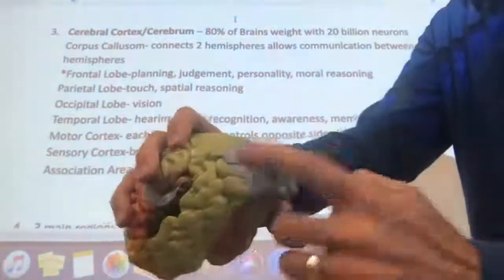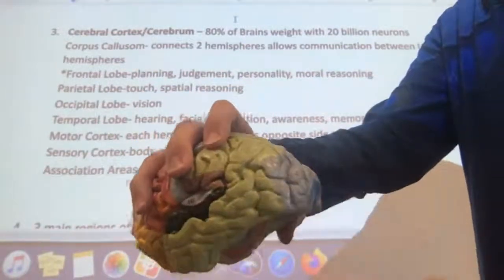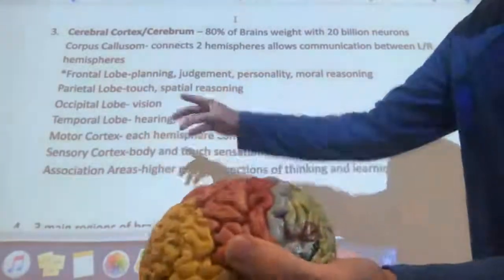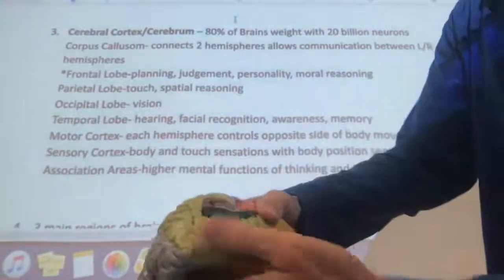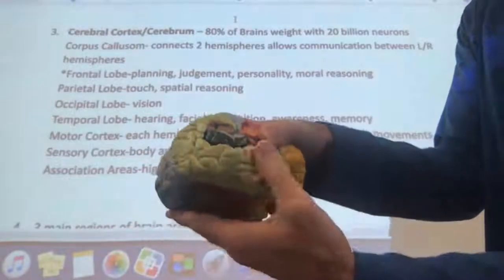We have the occipital lobe, which is in the very back, which is my main visual center, and the temporal lobe, which are right above my ears on the left and right side, in this green area here.